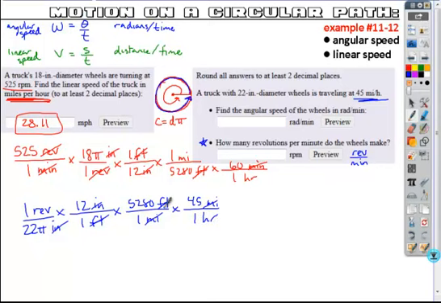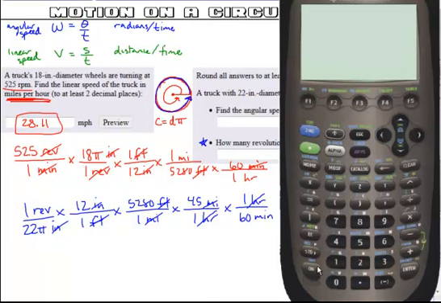Okay, so I've gotten rid of and converted out of all of my distances. I'm now going to convert into just my time. So I need to convert hours into minutes, and that's 1 conversion. 1 hour is equivalent to 60 minutes. And so now I have my calculation to give me the number of revolutions or rotations.